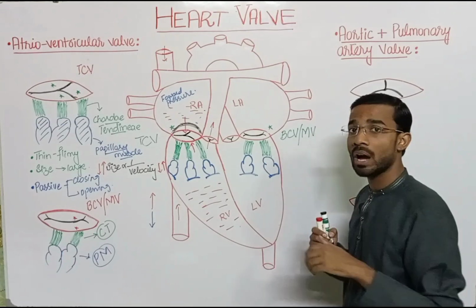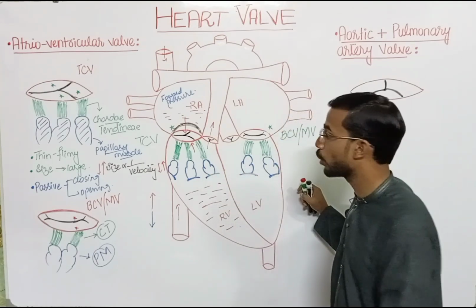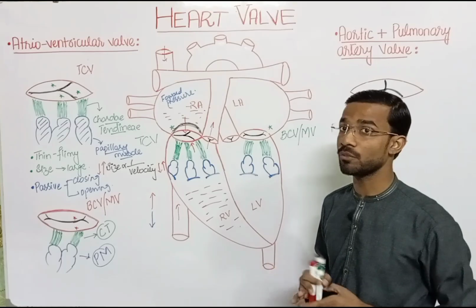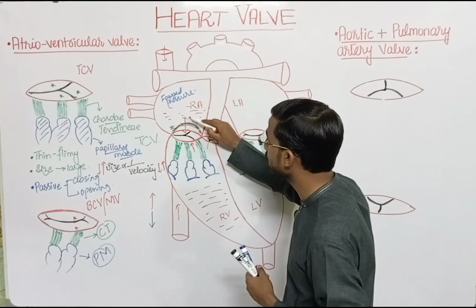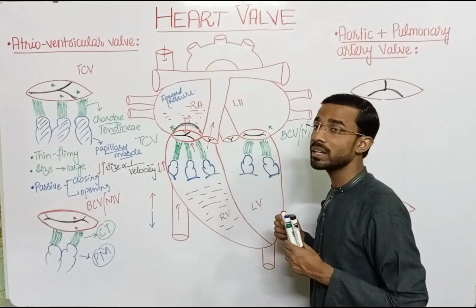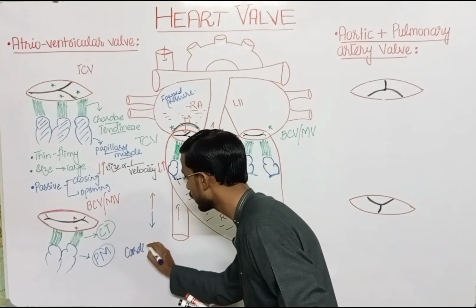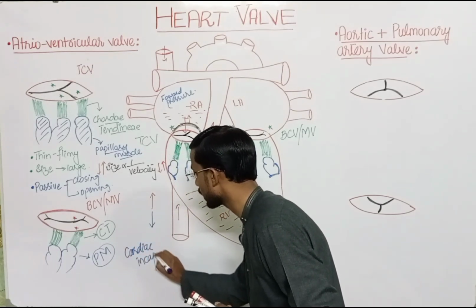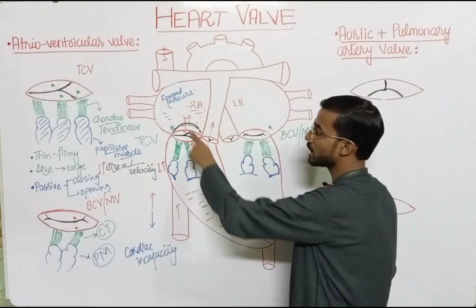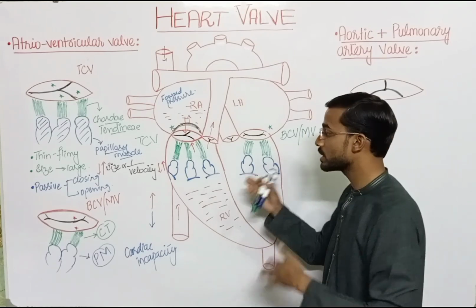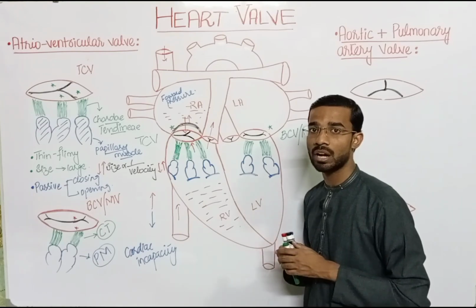Now, if the papillary muscles are paralyzed, or the chordae tendineae become ruptured, then what will happen? The blood will start moving back into the right atrium. In that situation, you will see cardiac incapacity. So this is the situation. The blood starts flowing into the right atrium, and the cardiac capacity becomes disturbed. So this is the atrioventricular valve.